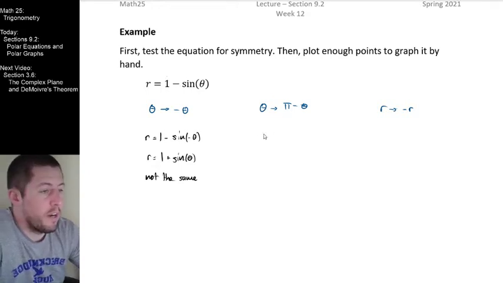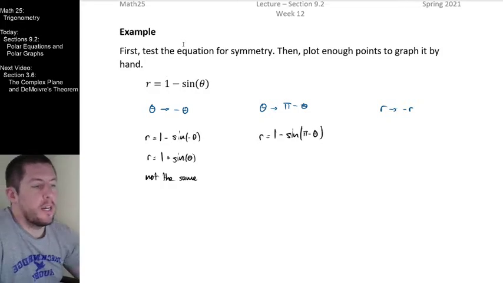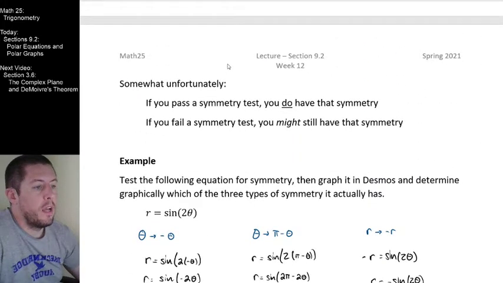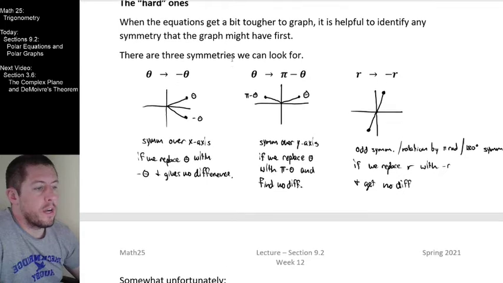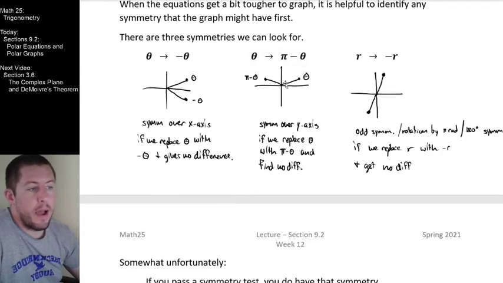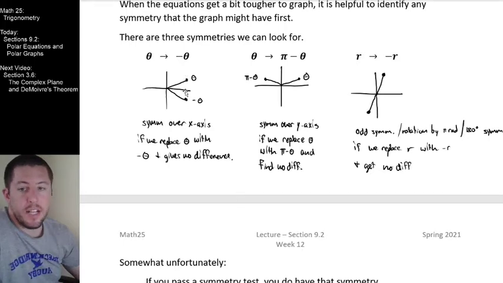For our next check, I'm swapping out theta with pi minus theta. r equals 1 minus sine of pi minus theta. I'd like us to return to our diagram for a moment. When we talked about this one, here's our theta and our pi minus theta. In the previous one we just did, we got a positive sine value versus a negative sine value, and that's why they were different.